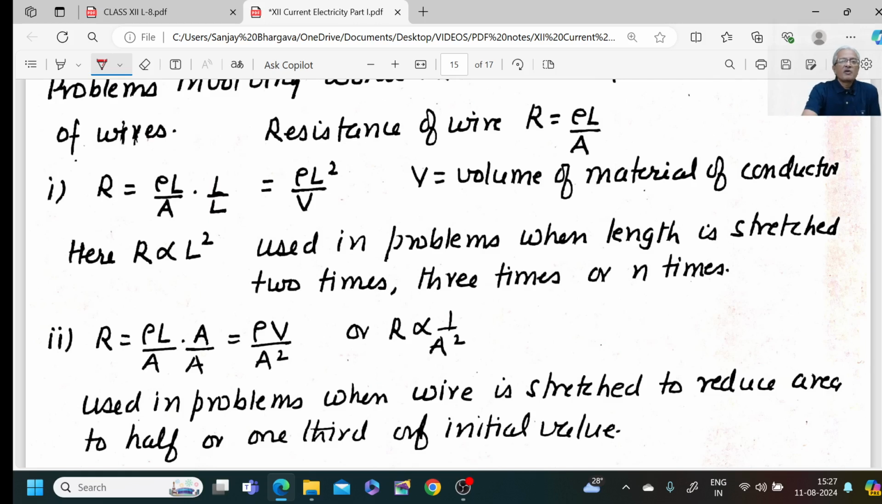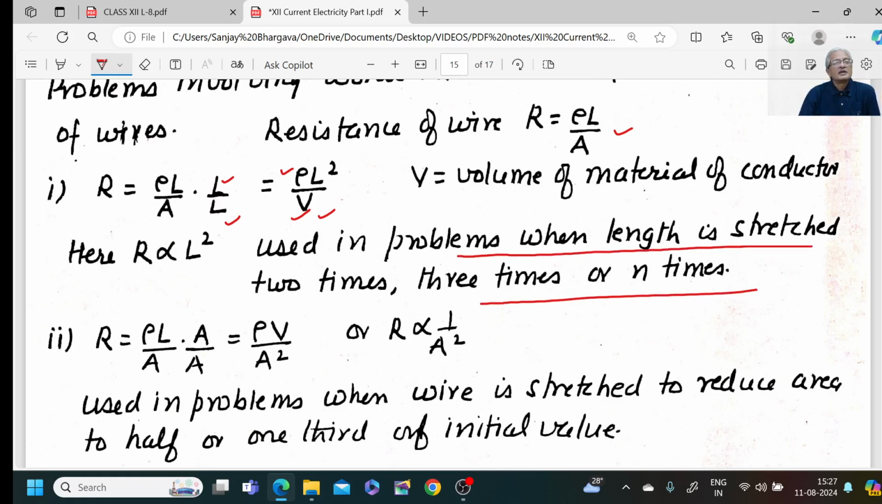The resistance of the wire R is equal to rho L upon A. I can multiply by length and divide by length, which makes no change, so it can be written as rho L square upon V. Rho is constant and volume is constant, so R is proportional to the square of the length. Used in the problems where length is stretched 2 times, 3 times or n times. If it is n times, then the resistance becomes n square times.